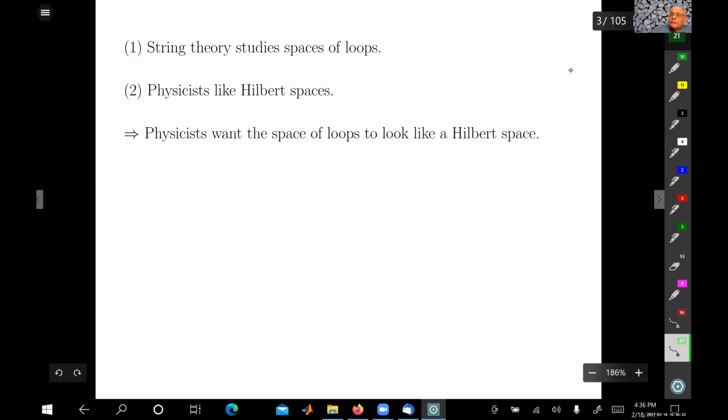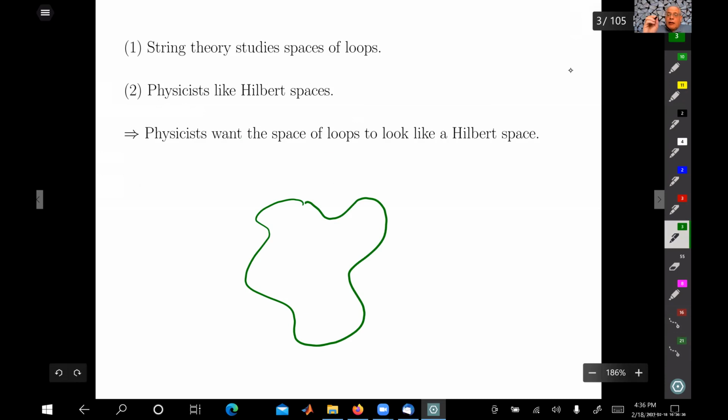So the basic idea is that we're going to consider loops in the plane. And I'm going to pretend that these are interesting because of string theory. And physicists like to study loops, but they really like Hilbert spaces. And so they like the space of loops to look like a Hilbert space.